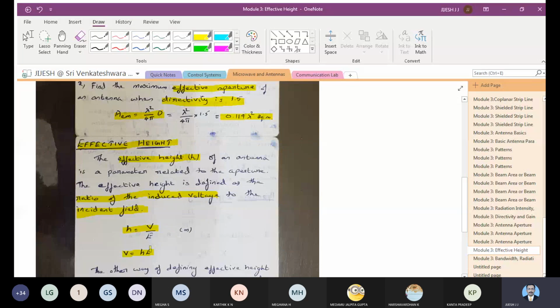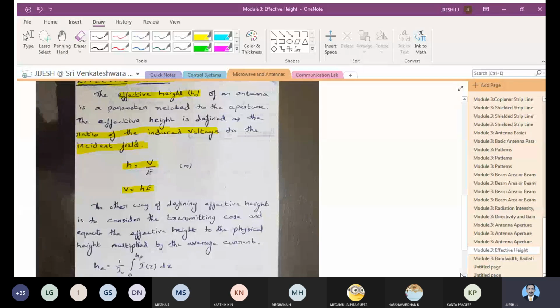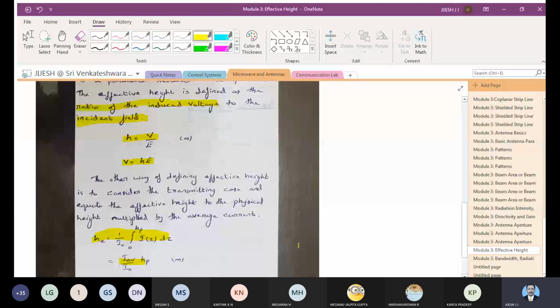So we can write the other way of defining the effective height. If the effective height is to be considered for the transmitting case, equate the effective height to the physical height multiplied by the average current. So you can write the equation for HE as HE is equal to 1 divided by I naught integral from 0 to HP of I(z) dz, or you can write it as I average divided by I naught times HP. All these are equations in order to find the height.